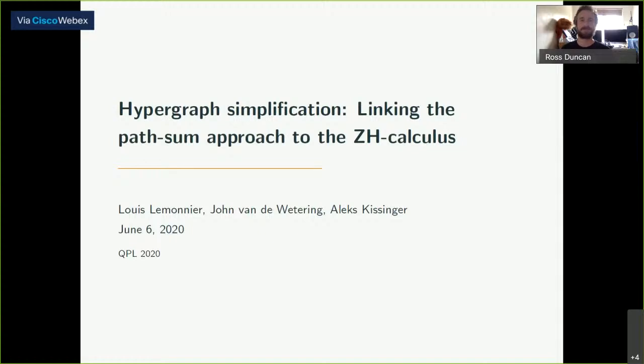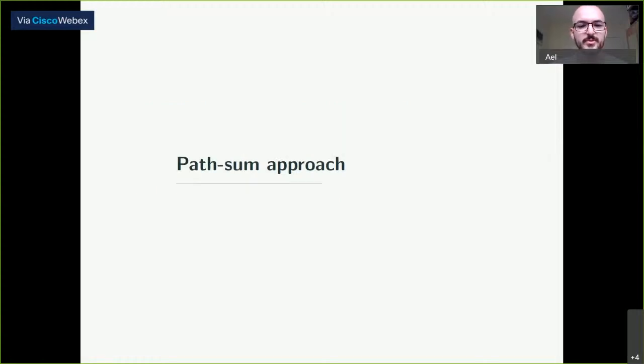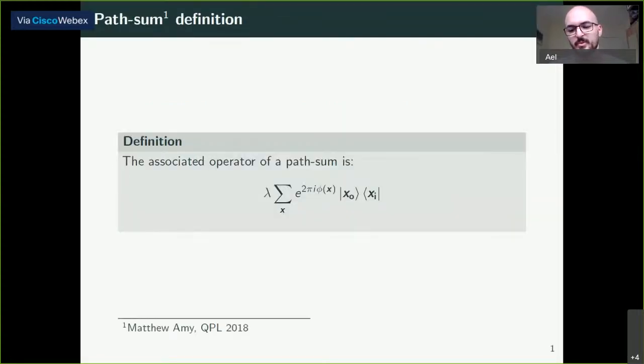Thank you, Ross. So, as you said, we are going to talk about two powerful frameworks: the path sum approach and the ZH calculus. At first, I'm going to introduce you to the path sum approach if you don't know it. It was introduced by Matt 2 years ago in QPL 18.